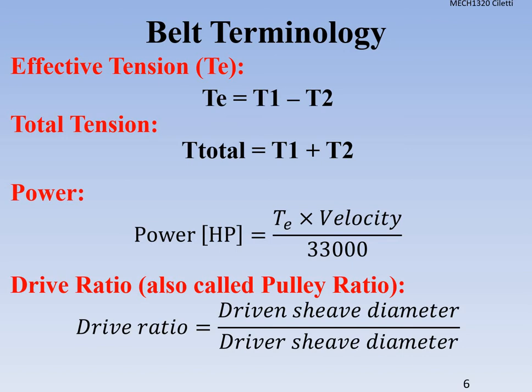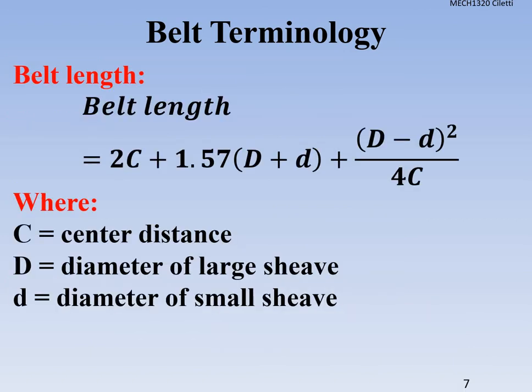If we want to find the total tension, we add. We take T1 plus T2. If we want to calculate the horsepower, it's the effective tension times velocity divided by 33,000. And the pulley ratio, it's the exact same as what we did for gears and chain drives. It's the driven divided by the driver, and we're going with the sheave diameter. So the driven sheave diameter divided by the driver sheave diameter, or as we effectively know, output over input. So we're going to use that same ratio to do calculations.